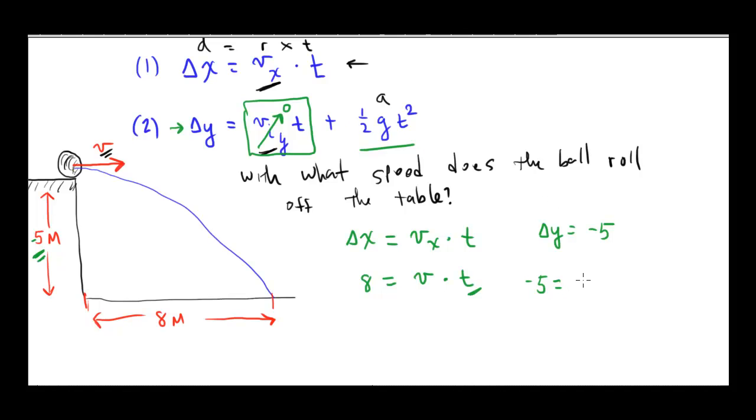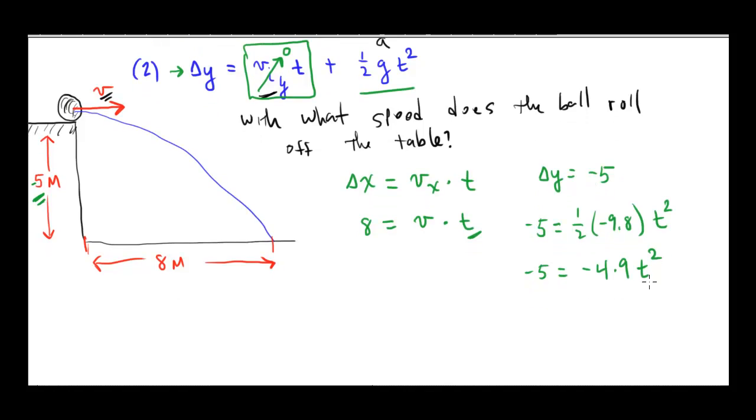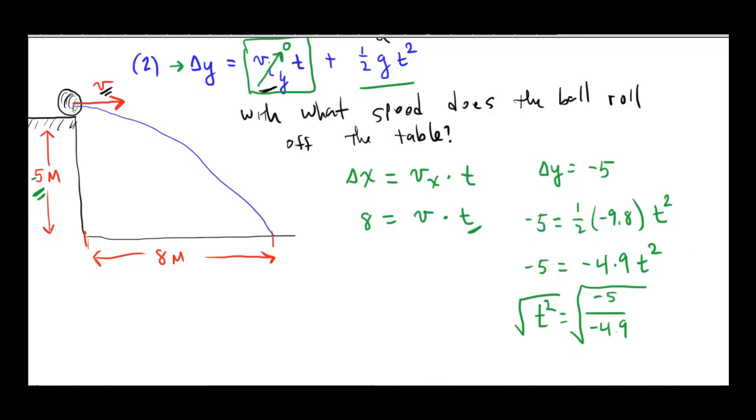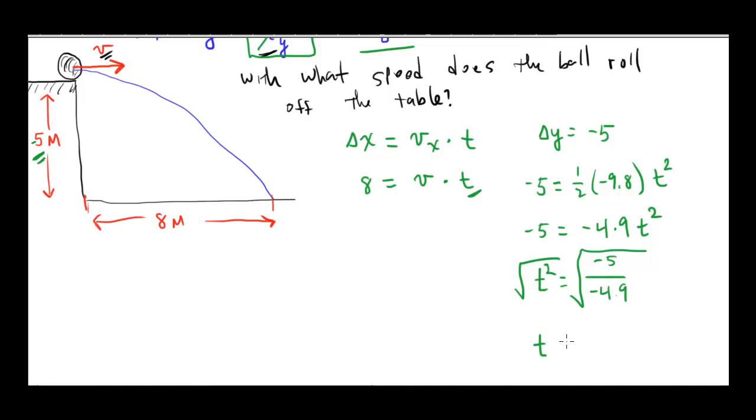So -5 equals 1/2 times -9.8 t squared. Okay? So I say -5 equals, multiply 1/2 by -9.8, I get -4.9 t squared. And then if I keep going here, I divide both sides by -4.9, so I get -5 over -4.9. That's t squared, right? So then how do I find t? I have to take the square root of both sides, right? So t equals the square root of this thing.